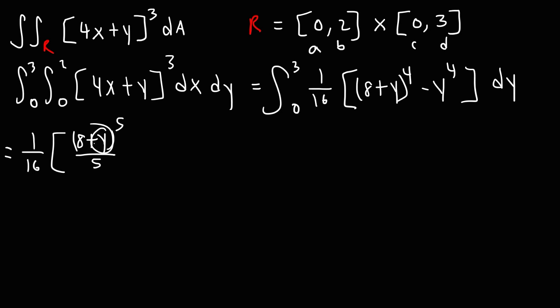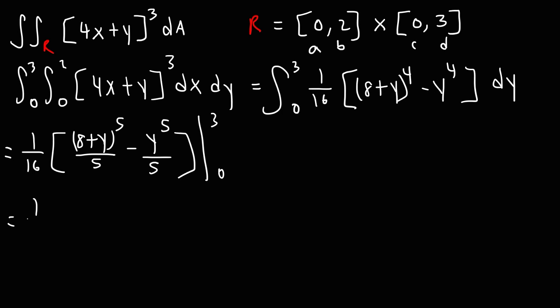And the derivative of y is just 1, so we really don't need to use U-substitution. If you did use it again, if you made u equal to 8 plus y, du would just be equal to dy, and you should get that. The antiderivative of y to the fourth is y to the fifth over 5. And so we're going to evaluate this from 0 to 3.